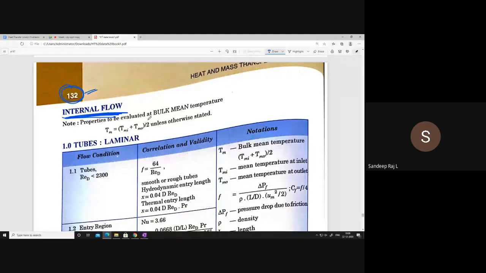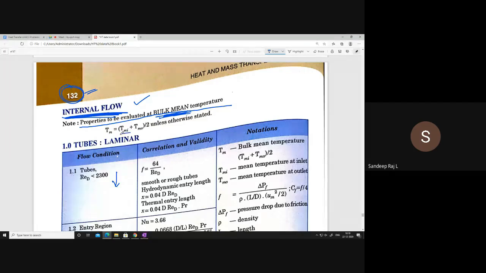Right after coming to the internal flow page, you can read this. This is a very important note here: the properties are to be evaluated at the bulk mean temperature. What it is saying is that all the formulas we are going to use under this internal flow section should be used at the bulk mean temperature values. So you should calculate the bulk mean temperature in the given problem.